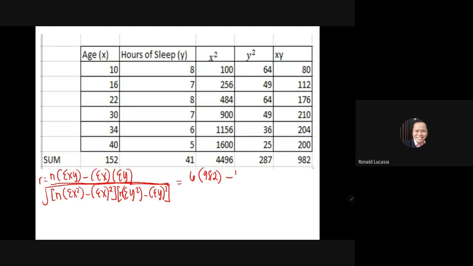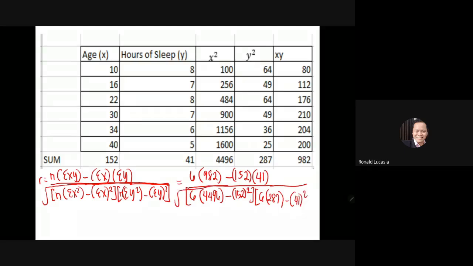So xy is 982 minus the summation of x, which is 152, multiplied by the summation of y, which is 41, all over 6. The summation of x squared is 4,496. The summation of x is 152, but you have to square it. And then let's multiply by 6. Summation of y squared is 287 minus the summation of y, which is 41, and then squared. So can you give me the computation?